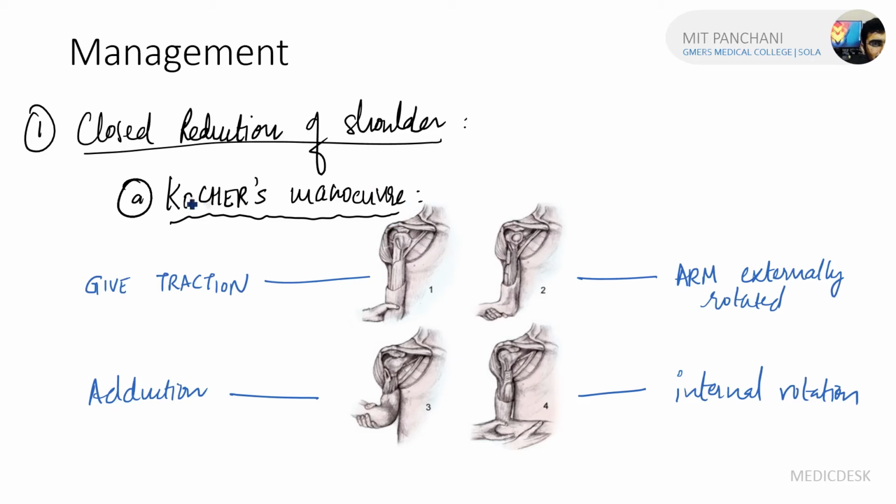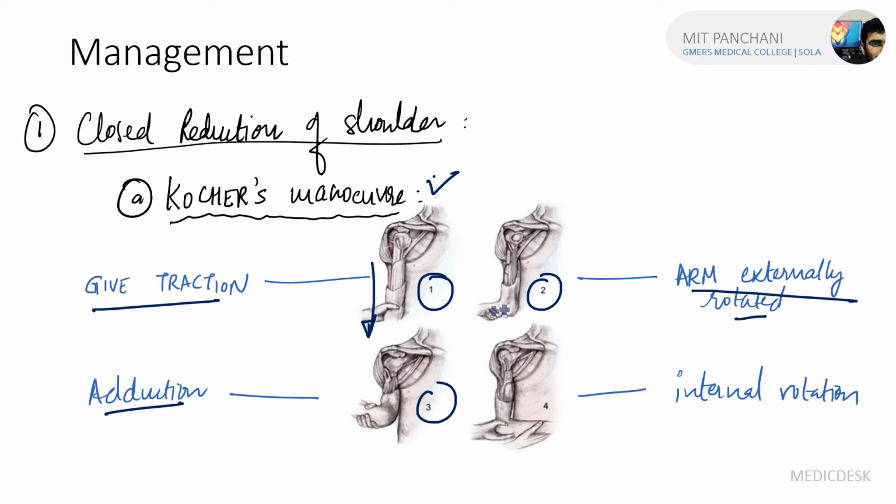For management, we have closed reduction of the shoulder, the well-known technique known as Kocher's maneuver. Here is the first step, in which we have to give traction in this direction, right? After traction is given, the arm is externally rotated, followed by adduction of the arm, and then internal rotation in stage 4. This will reduce the dislocated shoulder back into the glenoid cavity.